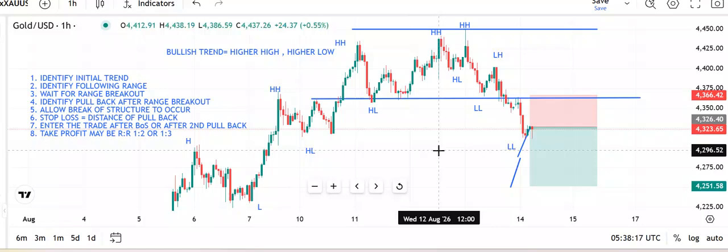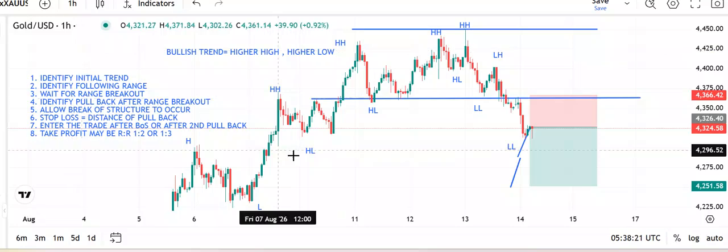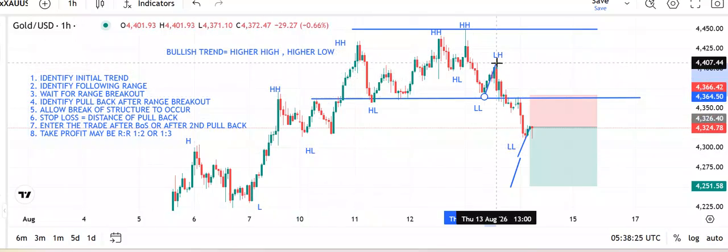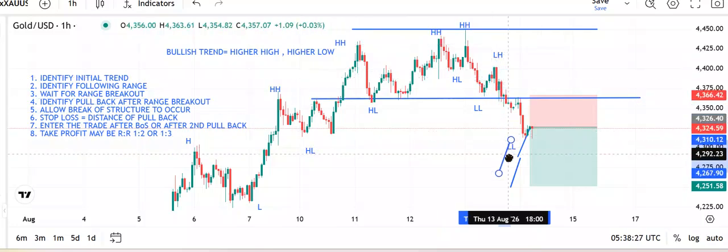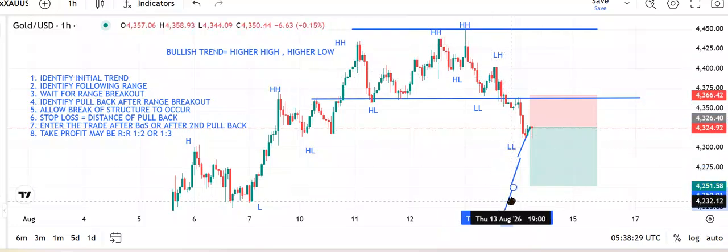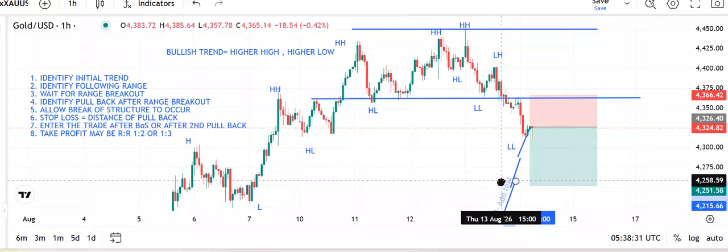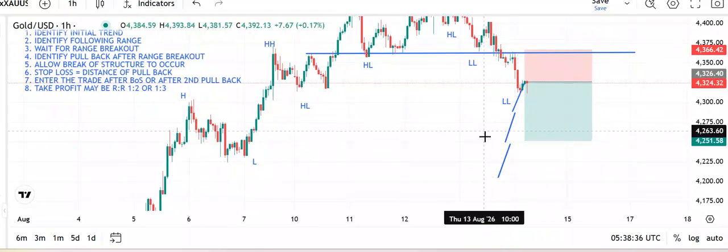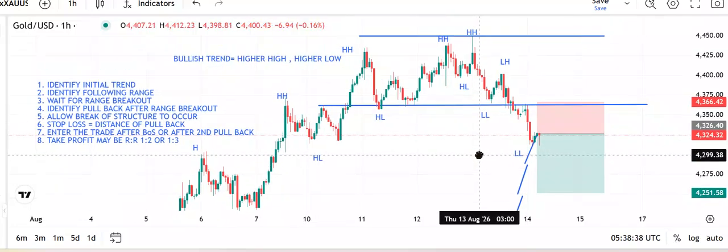But if I decide to go for risk reward ratio 1 to 3, that means the risk is 350 pips. And the reward will be 1050 pips. Okay? Depending on how I want it.